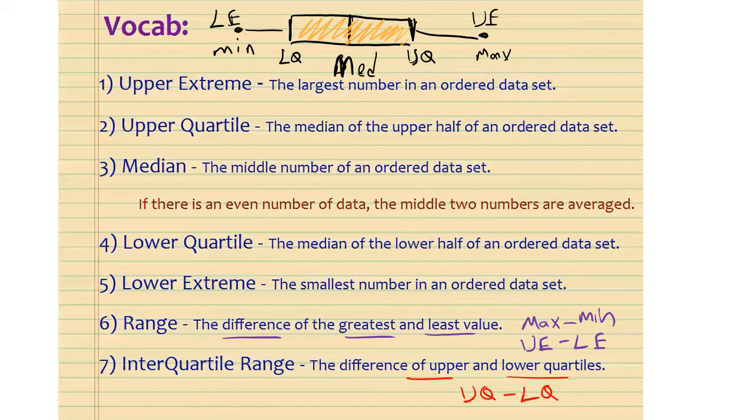Now, there is a reason why we call these quartiles, because the median divides the data into 2 equal parts, and then we find new medians, and we essentially divide each section into quarters. 25%, 25%, 25%, and another 25%. That's why each of these sections are called quartiles.